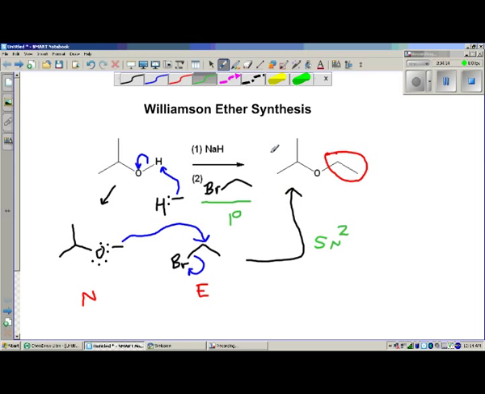This is actually important when you come to look at some applications of how we can use the Williamson ether synthesis to generate something. So we'll see that here in just a minute, but take a look at our two steps. Sodium hydride acting as the base, forming the alkoxide intermediate, which then reacts with the primary alkyl halide to form the ether, all the way starting from an alcohol.